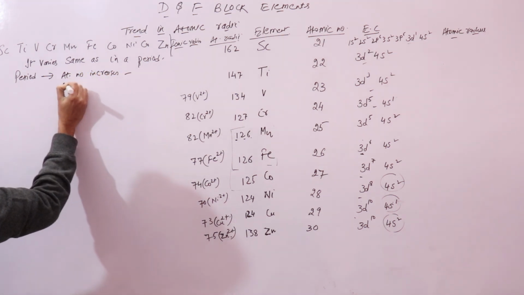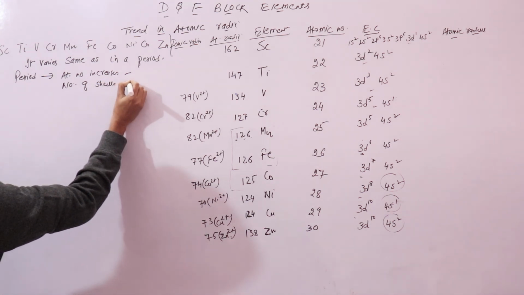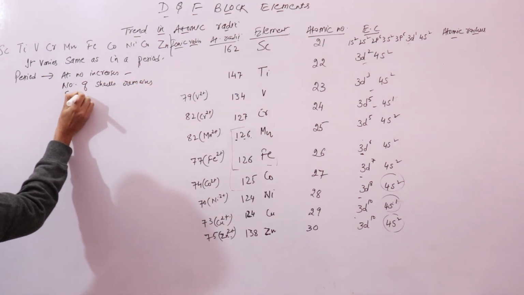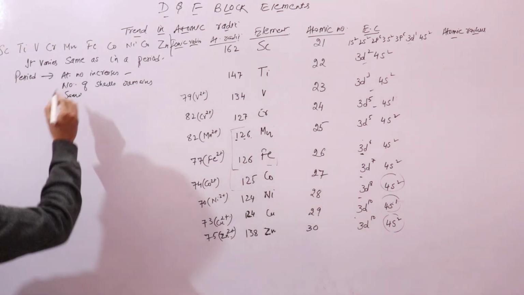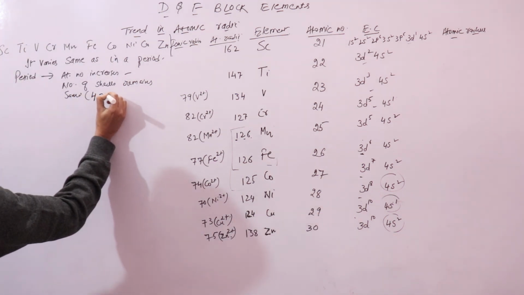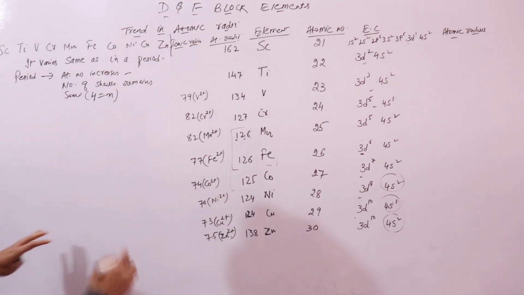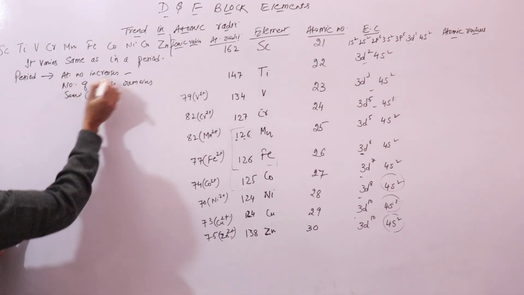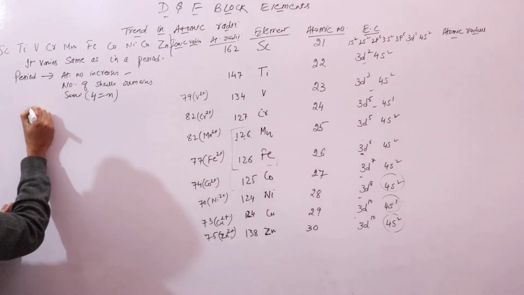increases, and the number of shells remains the same, which in this 3d series is 4. The number of shells will remain 4, n equals 4. So your atomic number will increase. Due to this increased atomic number, your nuclear charge will increase.